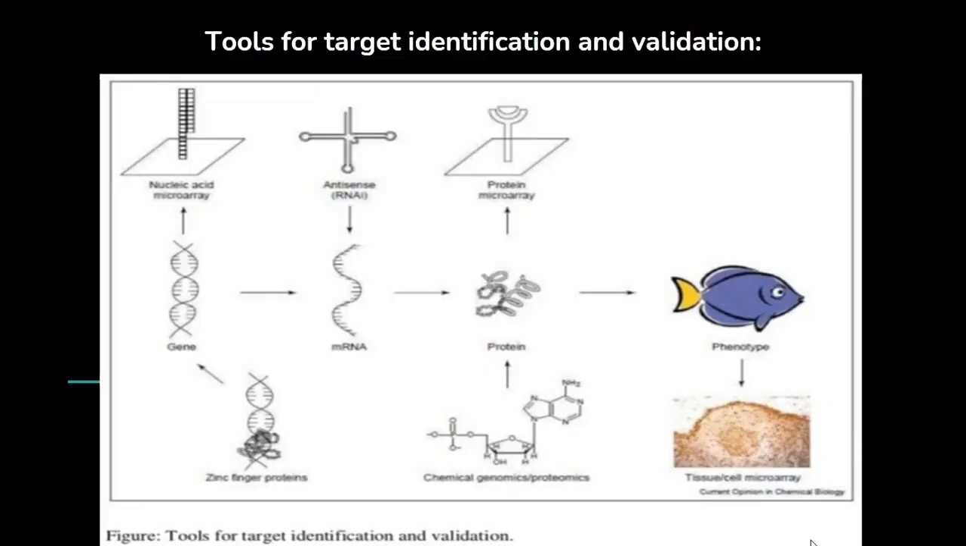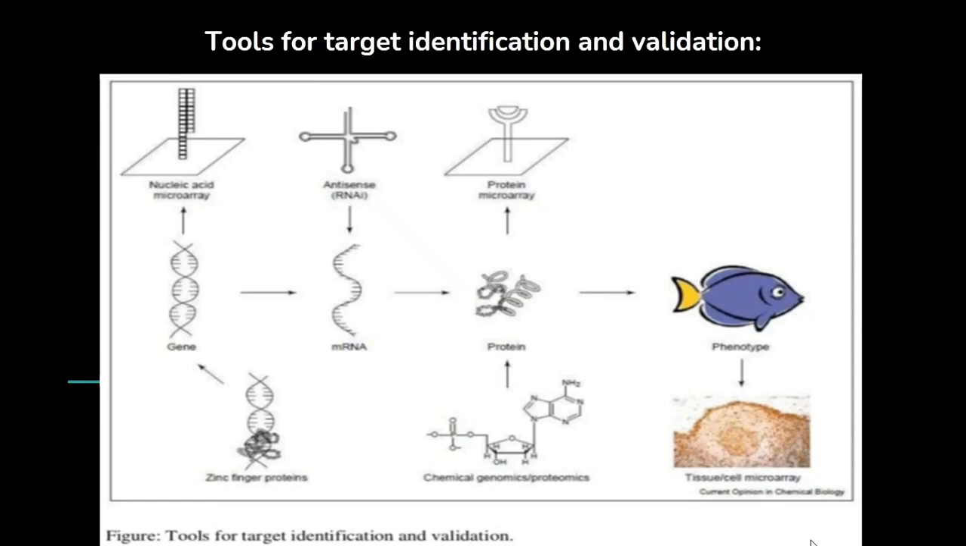Now let's see the tools for target identification and validation. Reliable technologies for addressing target identification and validations are the foundation of successful drug development. Microarray has been well utilized in genomics or proteomics approaches for gene or protein expression profiling and tissue or cell scale target validation. Antisense technology, that is the RNA interference, enables sequence-based gene knockout at the RNA level.